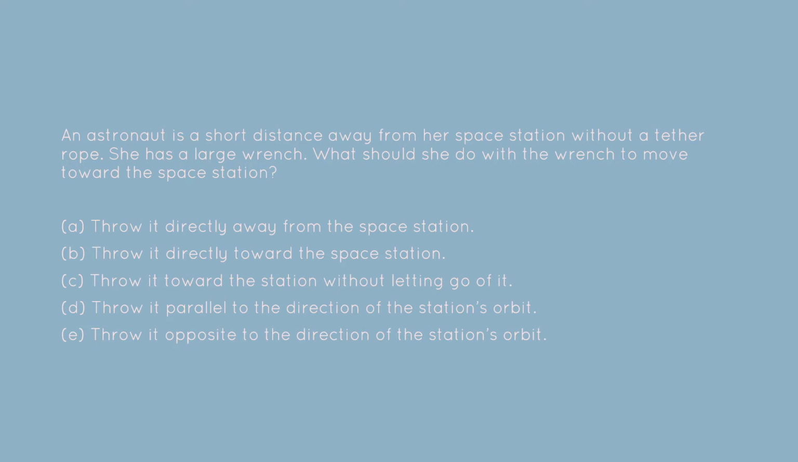Right, so now we have a review question. An astronaut is a short distance away from her space station without a tether rope. She has a large wrench. What should she do with the wrench to move toward the space station? And we have options A through E.